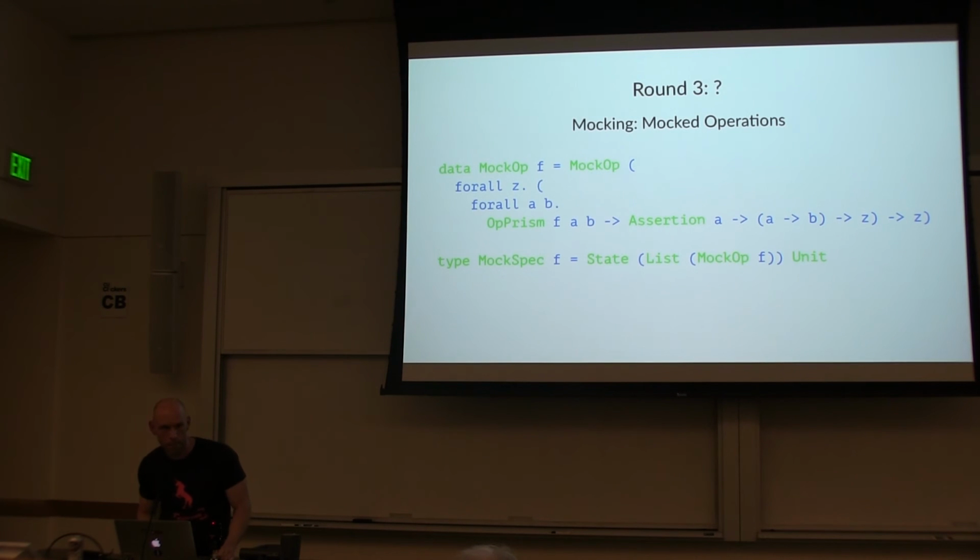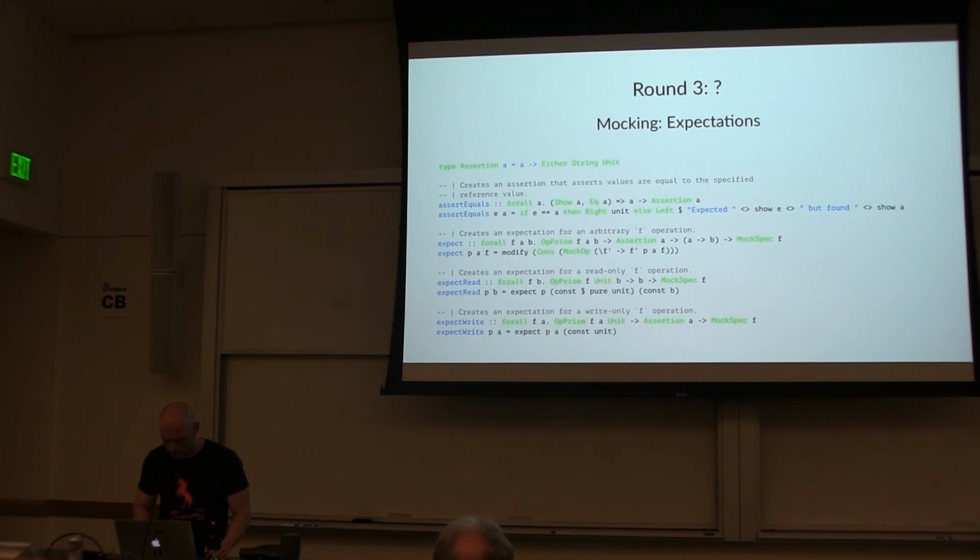Does that make sense? And then I have a mock spec, which is basically a list of these mock ops. So very, very simple representation here. So I have a list of all these different mock ops. And then I can define what you saw on the previous slide, the type assertion, which is just a mapping from A to either a string or unit, and a few little helpers like assert equals to verify two things are equal or produce an error message.